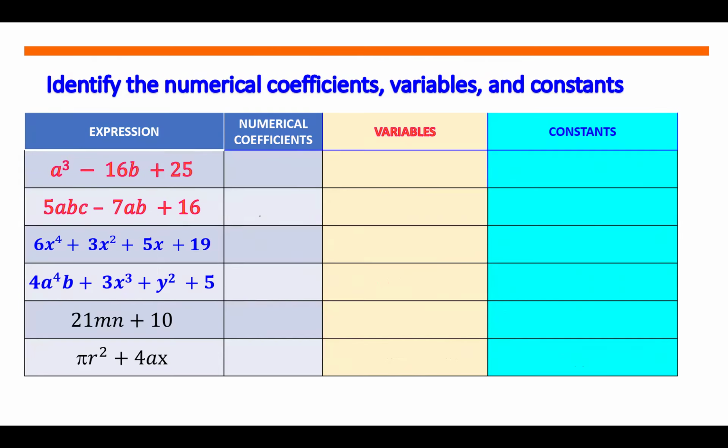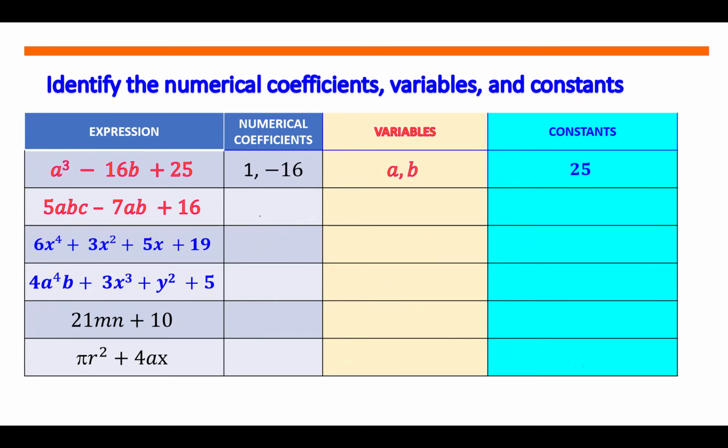Let's identify the numerical coefficients, variables, and constant. In the first column, we have different algebraic expressions. We have a cubed minus 16b plus 25. What are the numerical coefficients? We have 1 and negative 16. The a cubed there has an invisible numerical coefficient, which is 1. Then the variables in the expression a cubed minus 16b plus 25 are simply a and b, and the constant is 25.